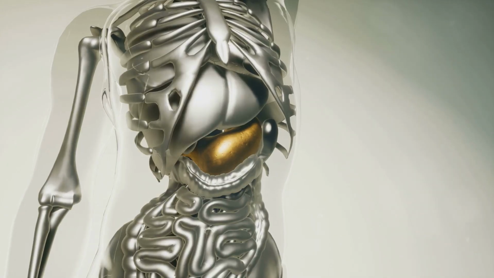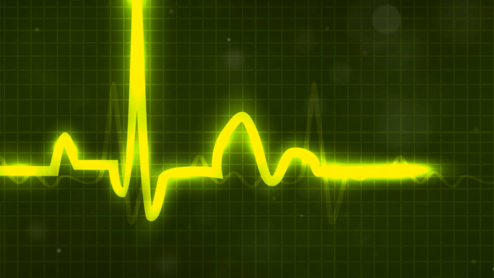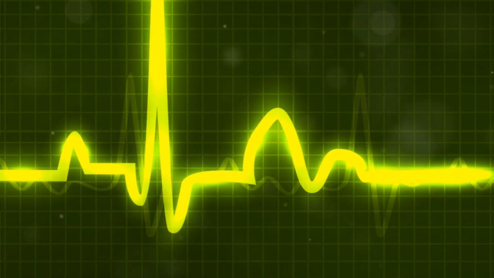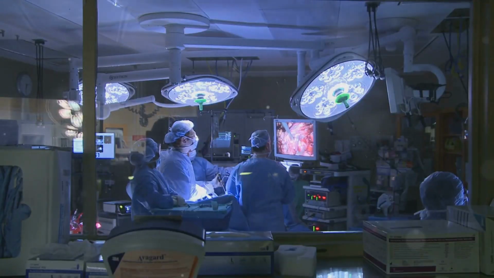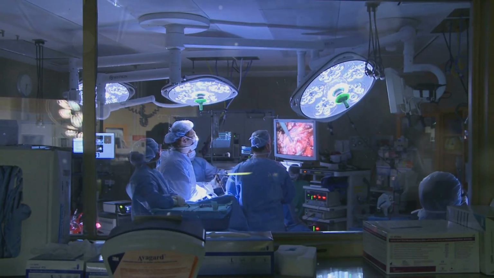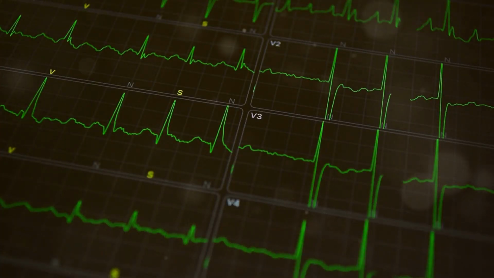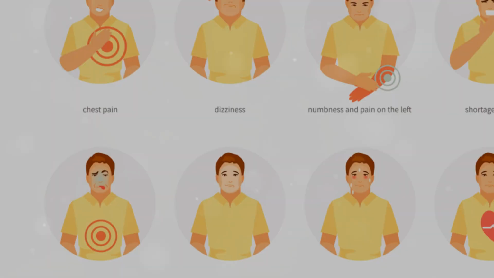Without treatment, complete heart block can be life-threatening. Understanding the seriousness of third-degree AV block is essential for timely diagnosis and intervention. Medical professionals must act swiftly to manage this condition and prevent fatal outcomes. Public awareness of the symptoms can also lead to earlier detection and treatment.